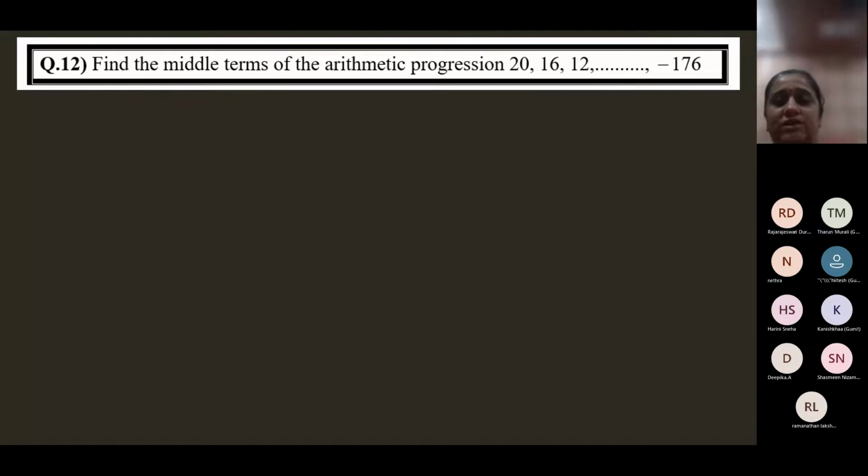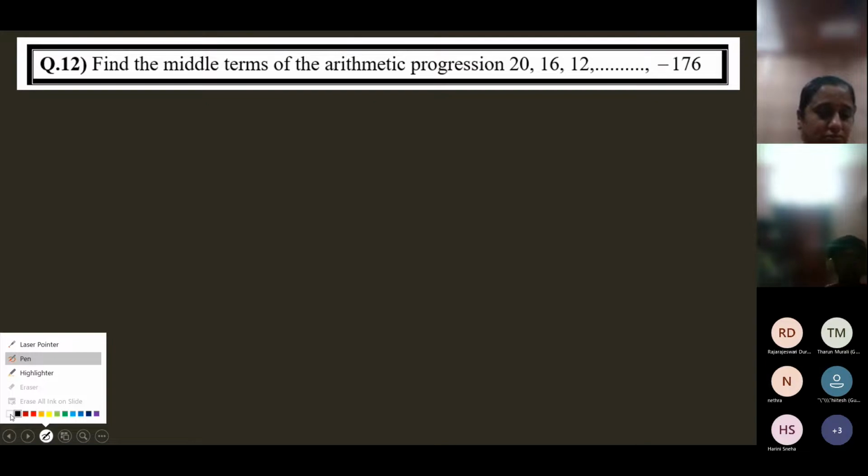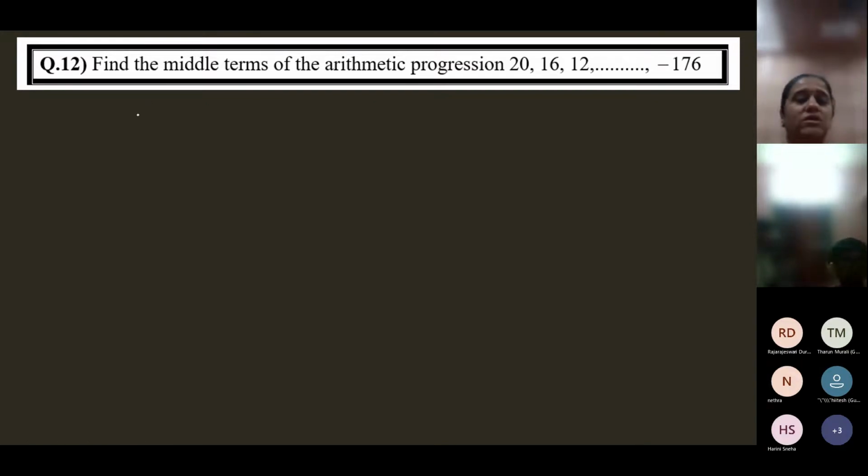Find the middle terms of the arithmetic progression. Find the middle terms of the AP. Now look at these numbers. Supposing I say 1, 2, 3, 4, 5. There are 5 numbers here. This is an AP and there are 5 numbers. So when the number of terms is odd, there'll be only one term in the middle.